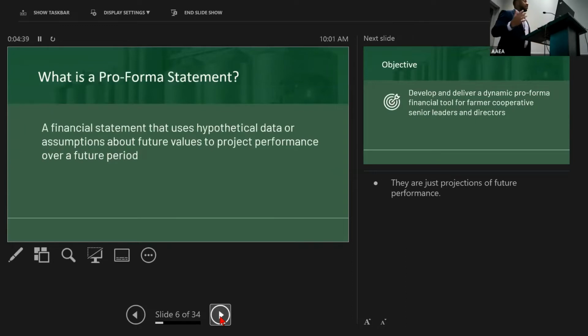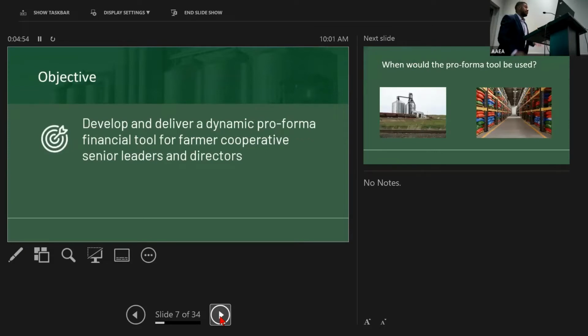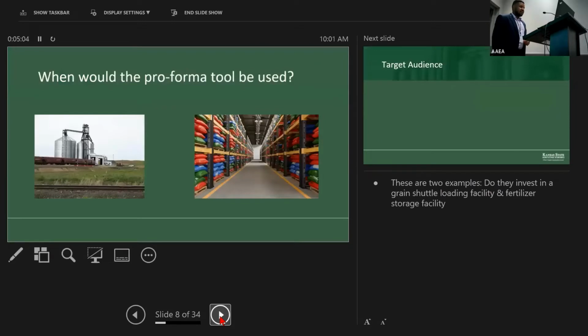So just to get everybody caught up, what is a pro forma statement? All a pro forma statement is, is a financial model where you put in hypothetical data and it gives you a forecast of a future period of time in terms of how the cooperative would perform. Our objective was to develop and deliver a dynamic pro forma tool to help cooperative senior leaders and directors in strategic planning sessions.